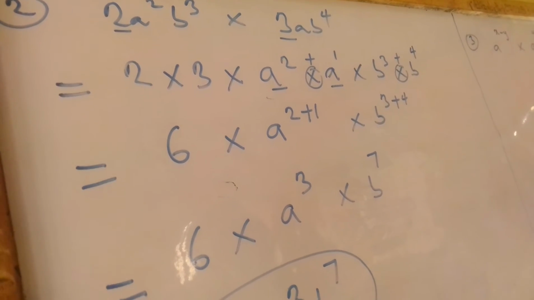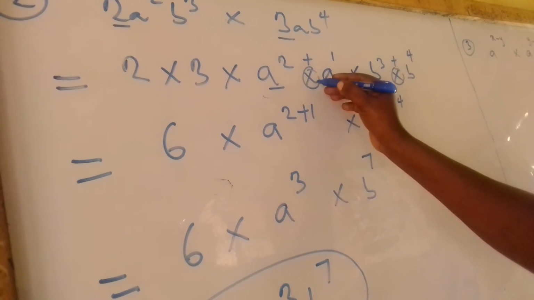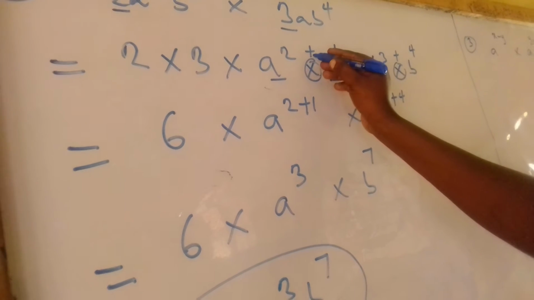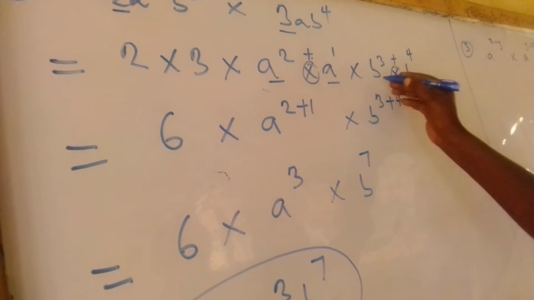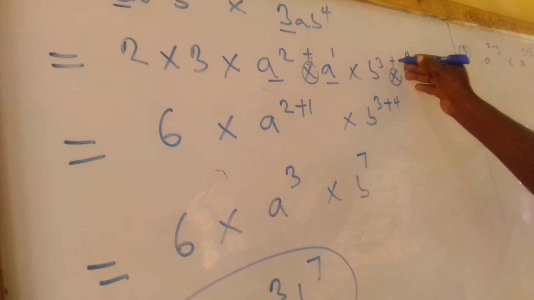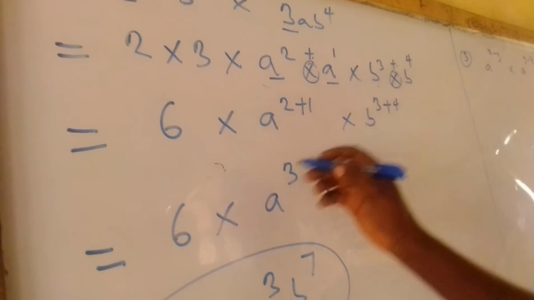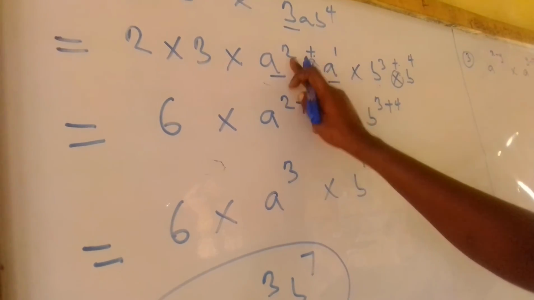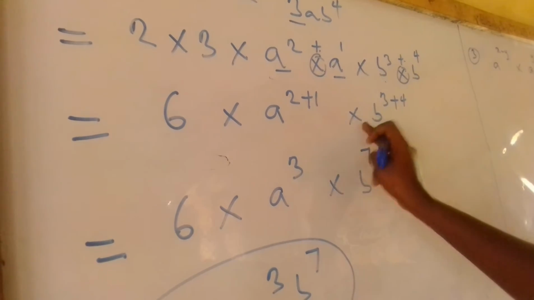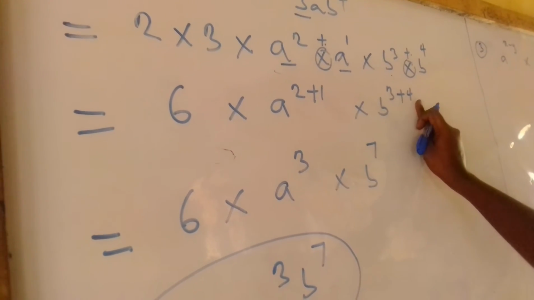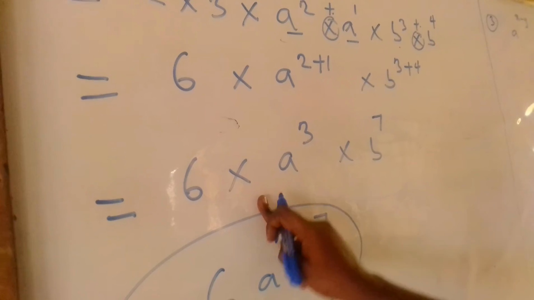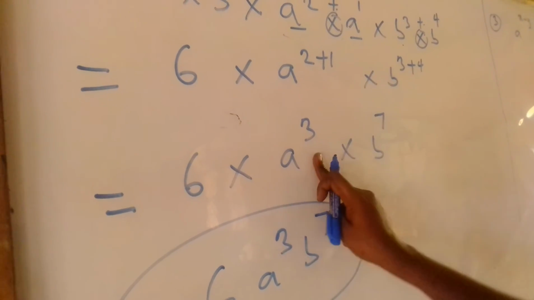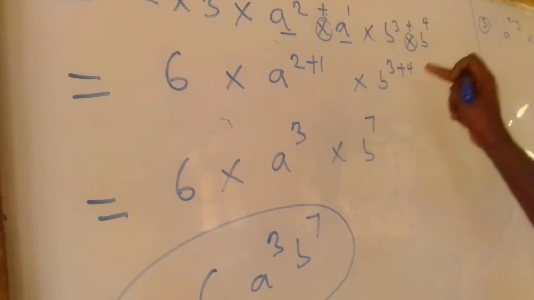When we manipulate together, anytime we have times in between the two alphabets, the times will change to plus on the top. Now, 2 times 3 will give us 6, multiplied by A raised to power 2 plus 1, times B raised to power 3 plus 4. 2 plus 1 will give us 3, 3 plus 4 will give us 7.